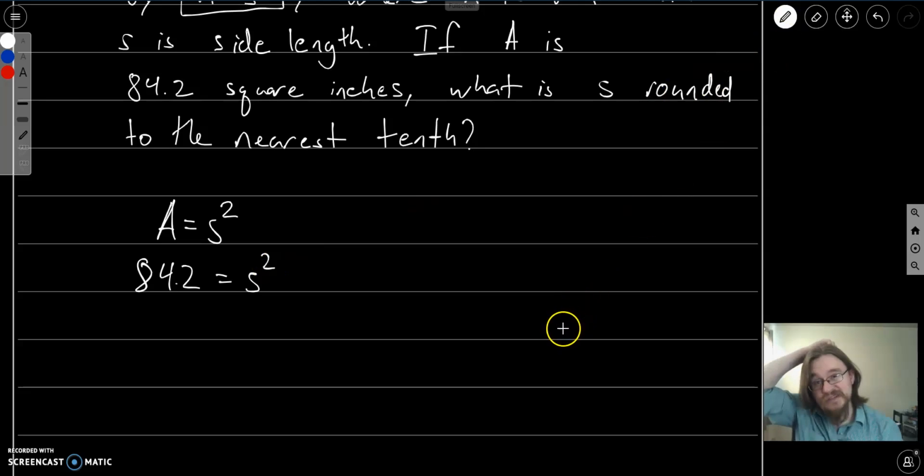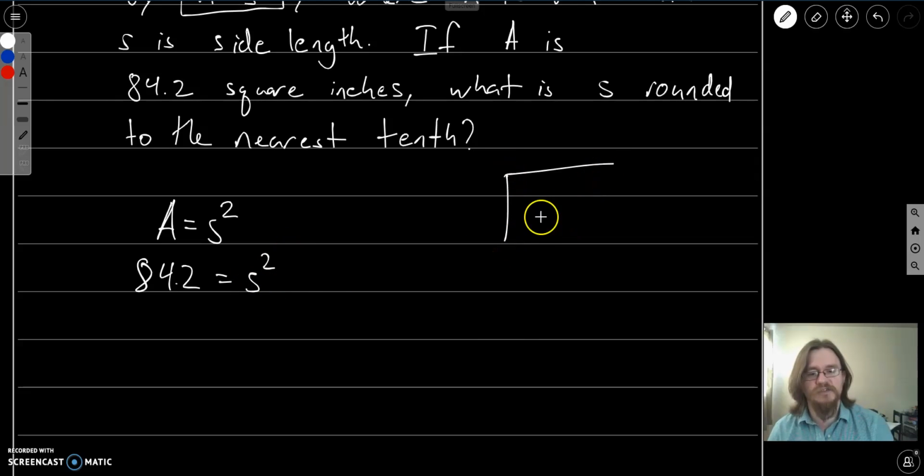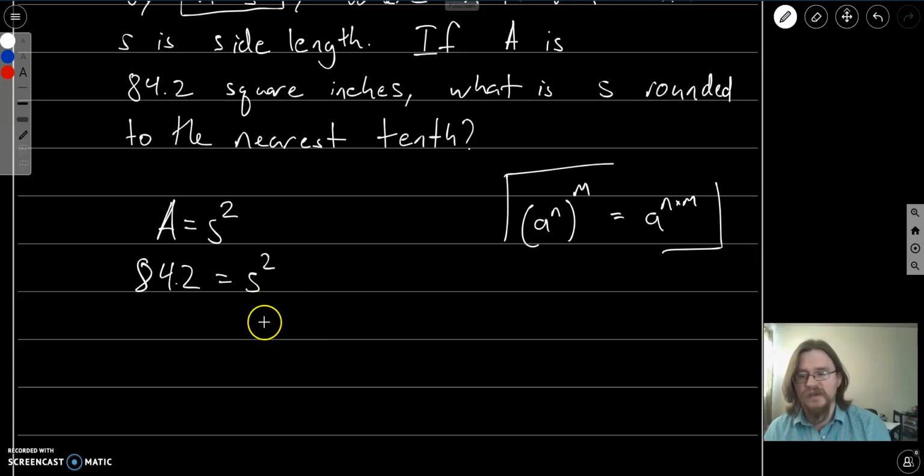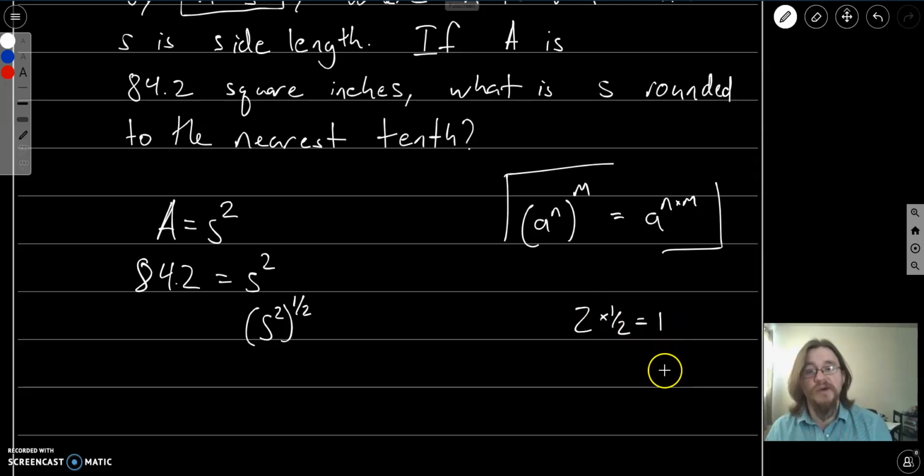So the way that we do this is we use our exponents from before. And again, if you raise an exponent to an exponent, you multiply them. So here was the rule. If I take a to the nth power and raise it to the mth power, I multiply them. So this is going to be a to the n times mth power. So what could I raise this side to get rid of the 2? I could raise this to 1/2. So again, I'll take s squared, and I'll raise this to the 1/2 power. Because what is 2 times a half? It's just going to be 1.